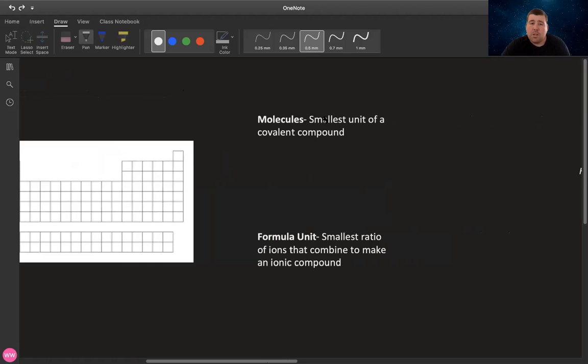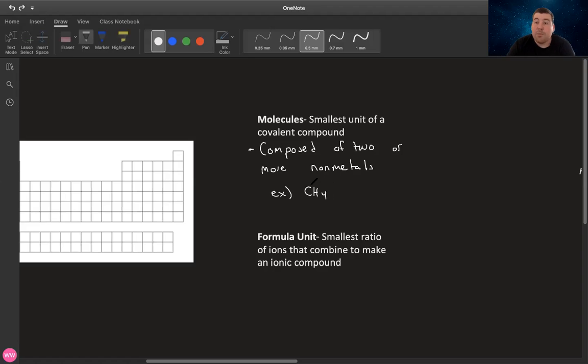So for example, we have molecules. The word molecule refers to the smallest unit of a covalent compound. All molecules have specific shapes, and they take specific shapes in space. But generally speaking, when I use the word molecule, I'm referring to two elements that form a bond that are non-metals. So once again, these are composed of two or more non-metals.